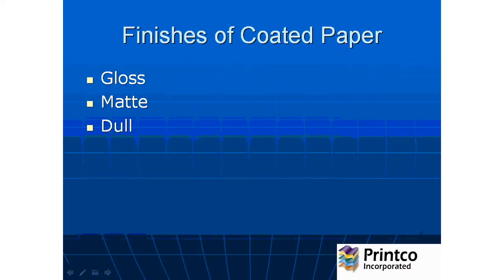Now, coated paper comes in many different finishes. The most popular finishes are gloss, matte, and dull. There are many advantages to each finish. You should choose the finish that meets the demands of your particular print project.